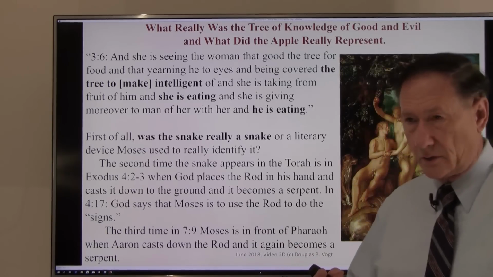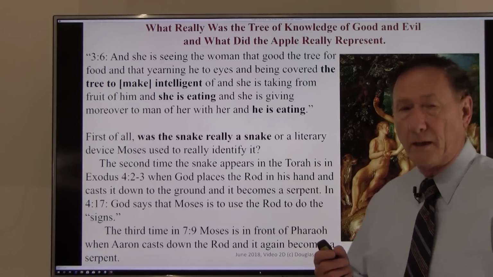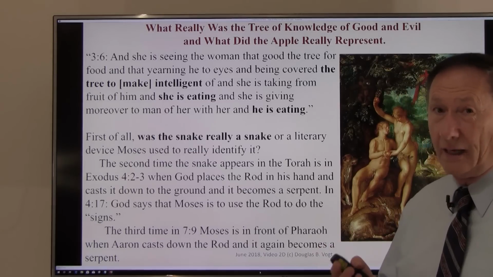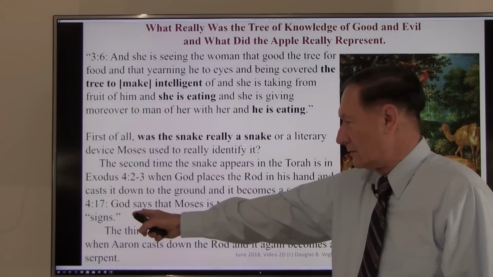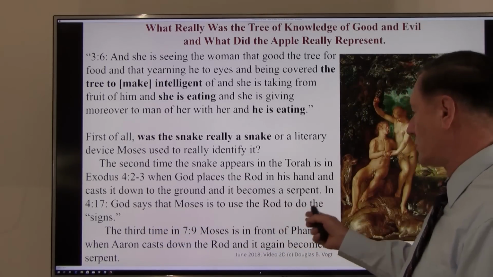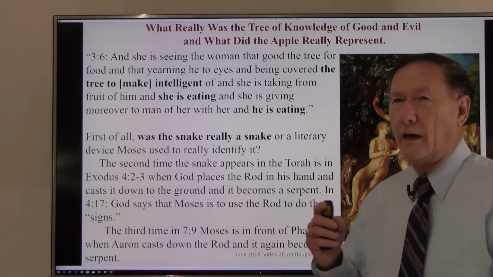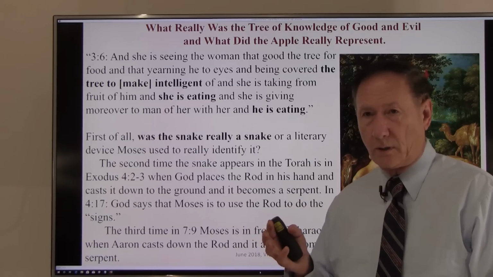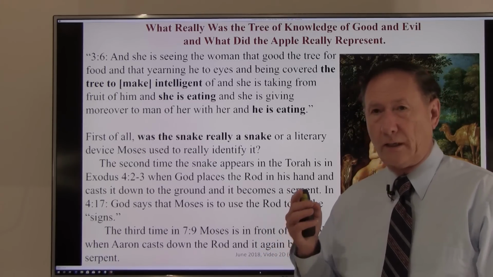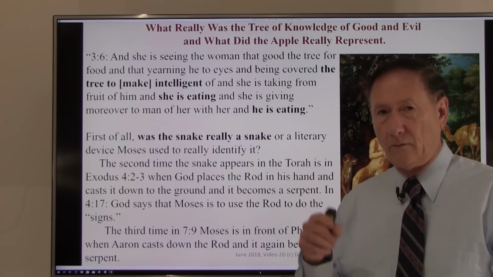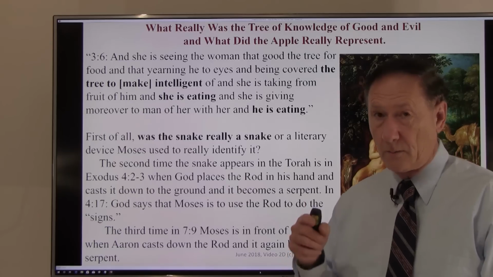The second time it shows up is when Moses is standing in front of the Pharaoh. The Pharaoh was Amenhotep IV. He later changes his name to Akhenaten. And in 4:17, God says to Moses to use the rod to do the signs. And that was to do all the plagues. And when I do the book on Exodus, in there I'll cover the command structure that Moses is told to give the rod to make these plagues happen. Now that's important.